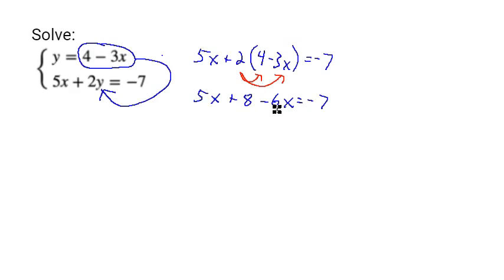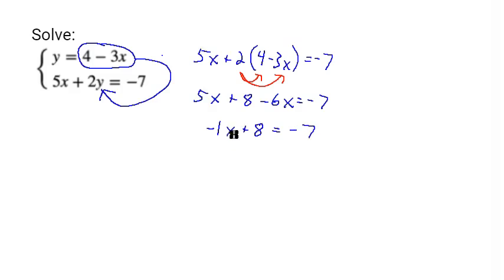We notice we have multiple terms on the left side of the equal sign, so I'm going to look for any like terms to combine. And I notice I have two terms that are both x's, so I'm going to combine those. 5x minus 6x is negative 1x. I still have the plus 8 tagging along, and it still equals negative 7.